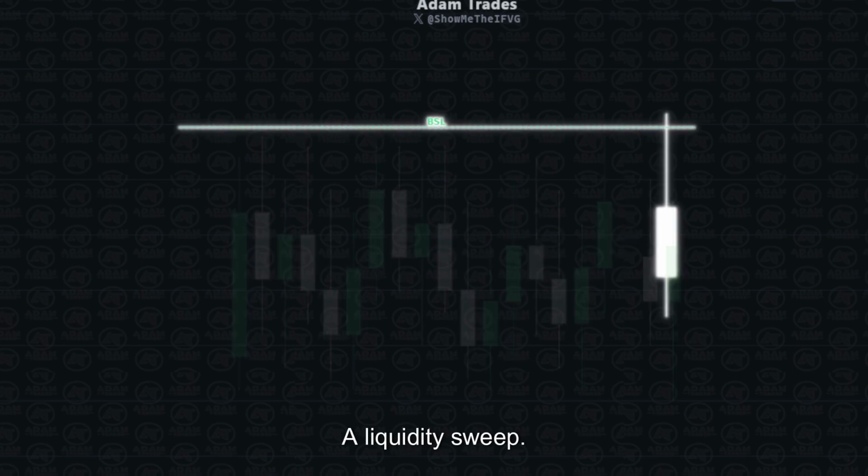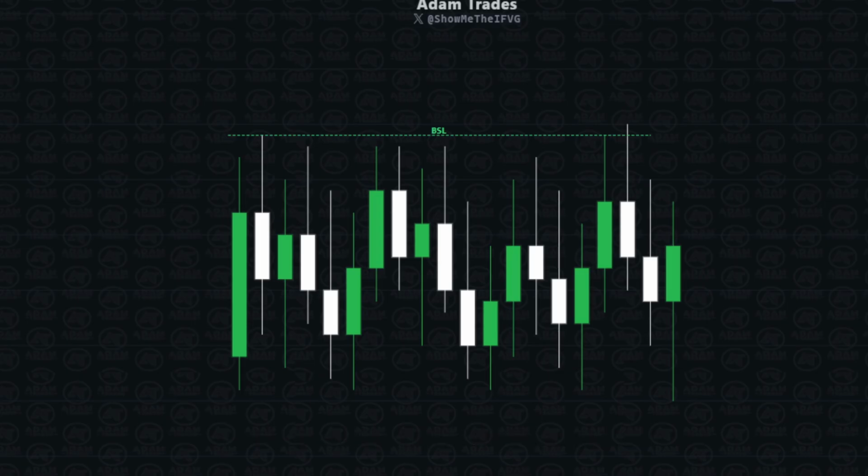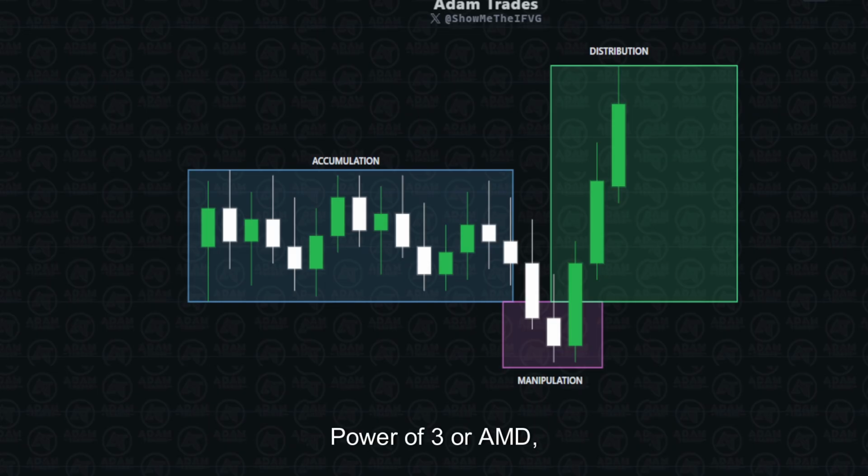A liquidity sweep. A quick run beyond a high or low to grab the resting liquidity, then a reversal. This matters because it distinguishes a real breakout from a stop hunt and often marks the actual turning point of a move. Power of Three, or AMD: accumulation, manipulation, distribution.